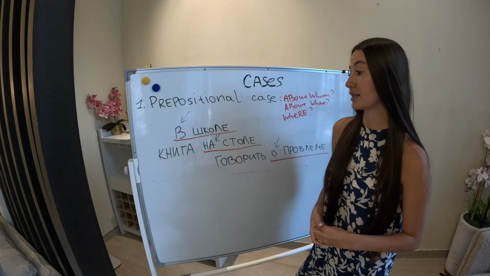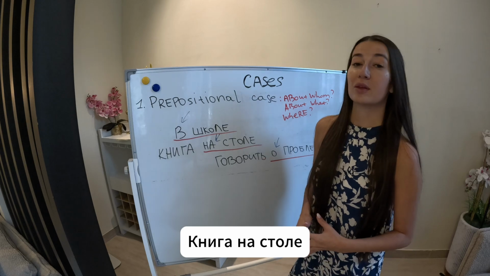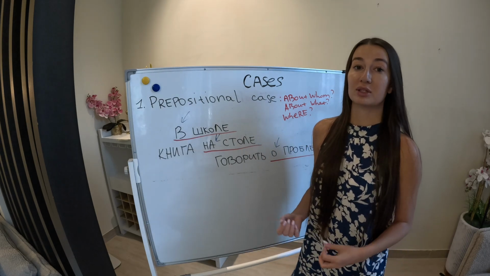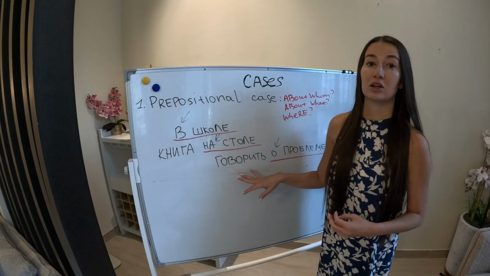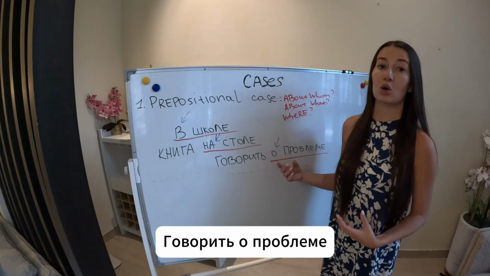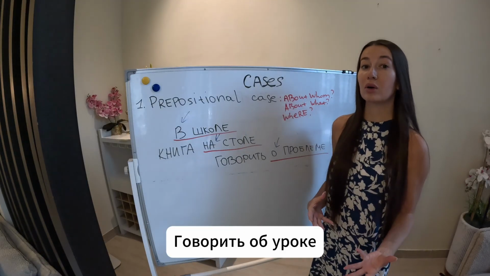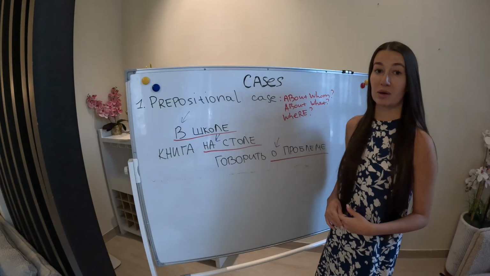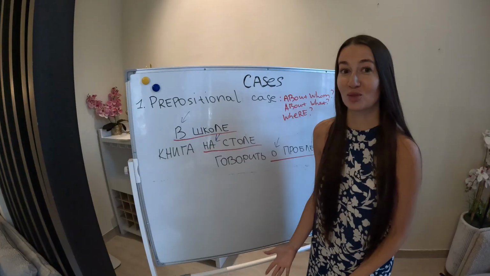It's prepositional case. Also, if you want to say книга на столе, the book is on the table, showing location. Again, prepositional case, we have our letter ye by the end. Another one, о or об, which is about. If you want to say говорить о проблеме, to speak about a problem, говорить об уроке, to speak about a lesson. So this is going to be prepositional case. That's why it's called prepositional, because there is a preposition involved, right?